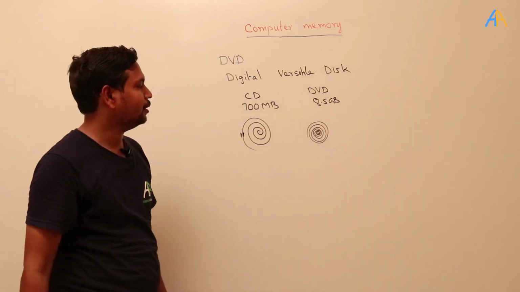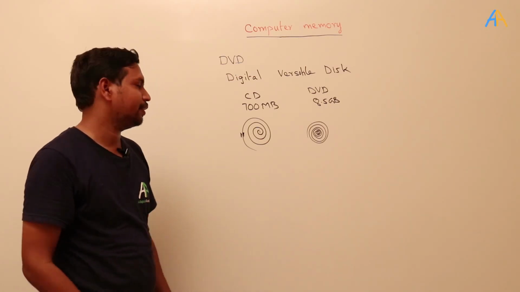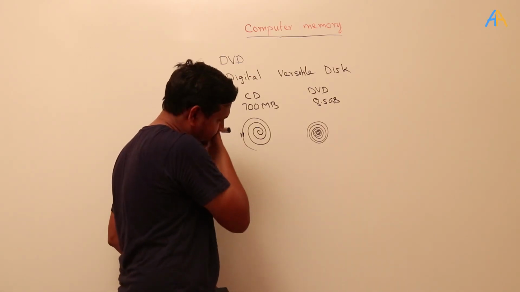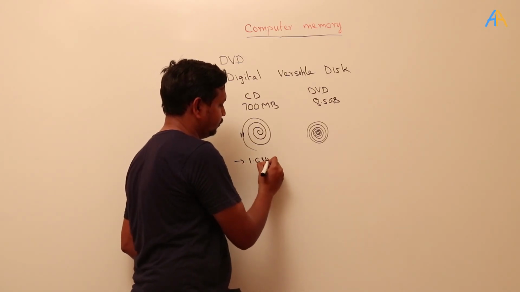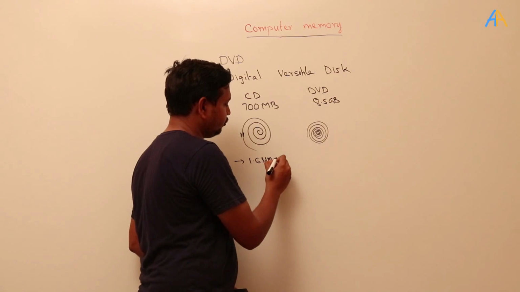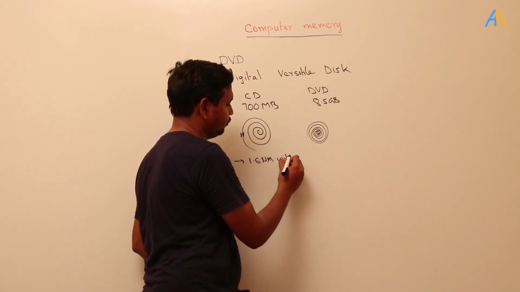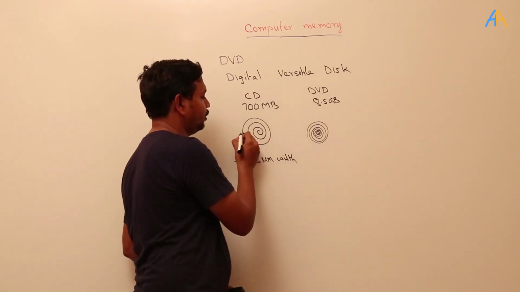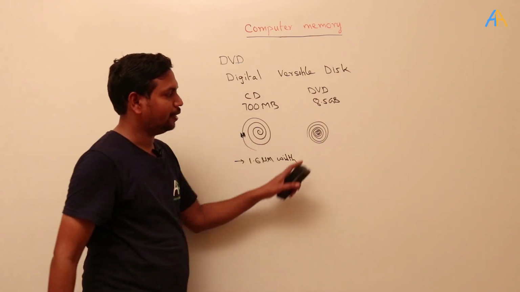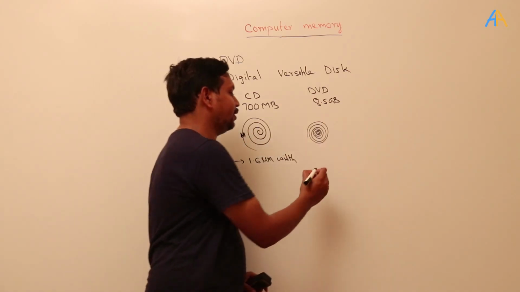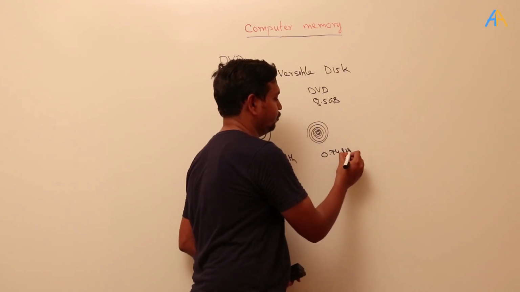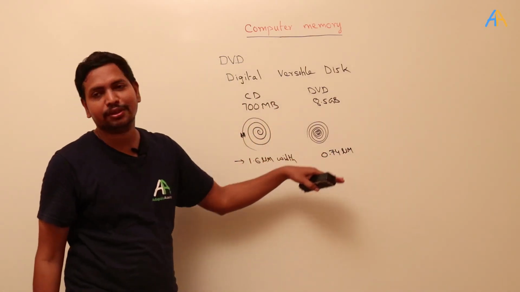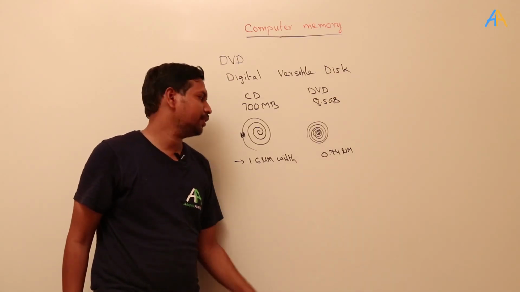Okay, that means in a CD, the track width is 1.6 micrometer. Whereas in a DVD, the track width is very small, it reduces to 0.74 micrometer. See that, the track width is almost halved. Okay, track width is reduced.